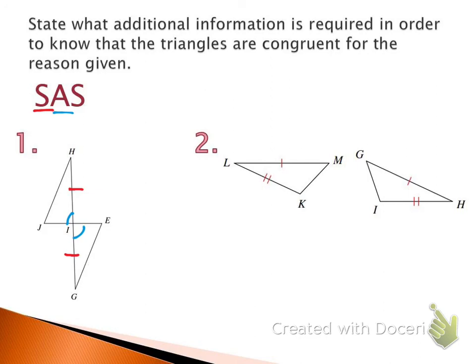So you write it on your paper. Which 2 angles have to be congruent to have side angle side? Those are already marked congruent. Sorry, which 2 sides have to be marked congruent? We have a side and we have an angle. So what other side has to be marked congruent? That's an angle. You said angle, right? Oh, you said side.